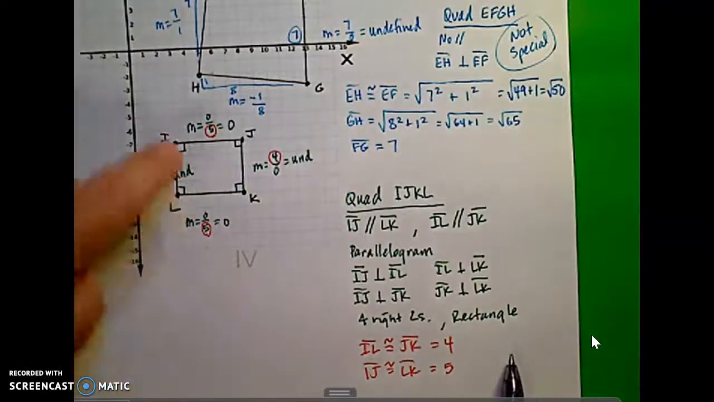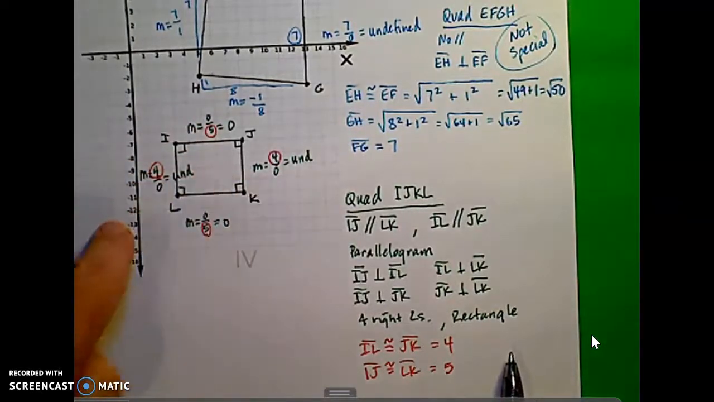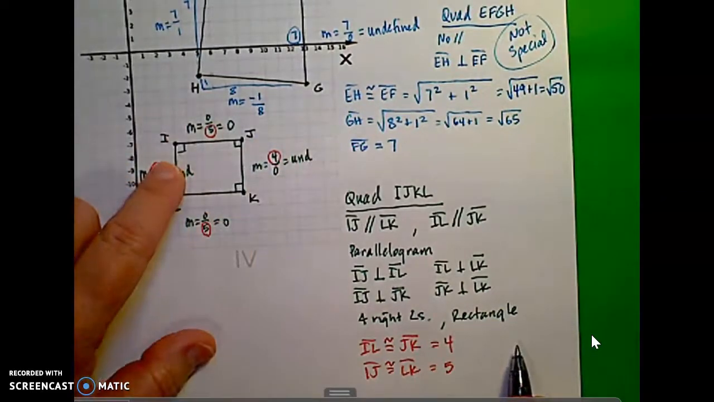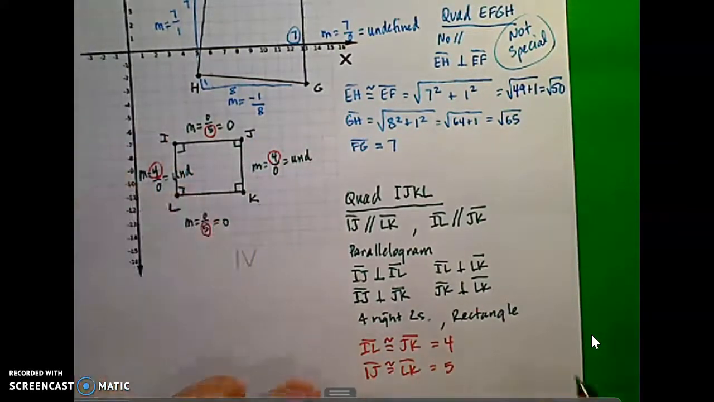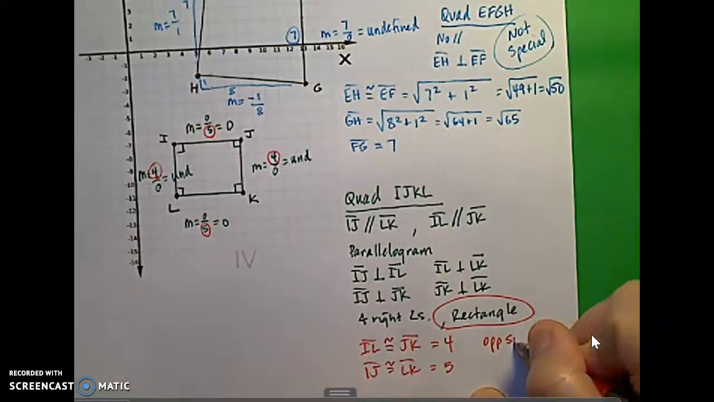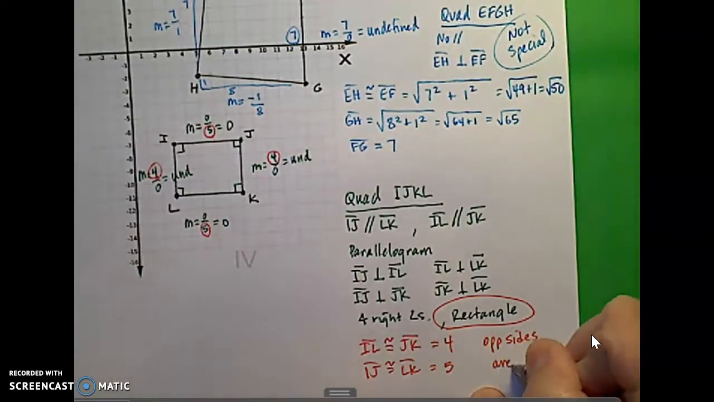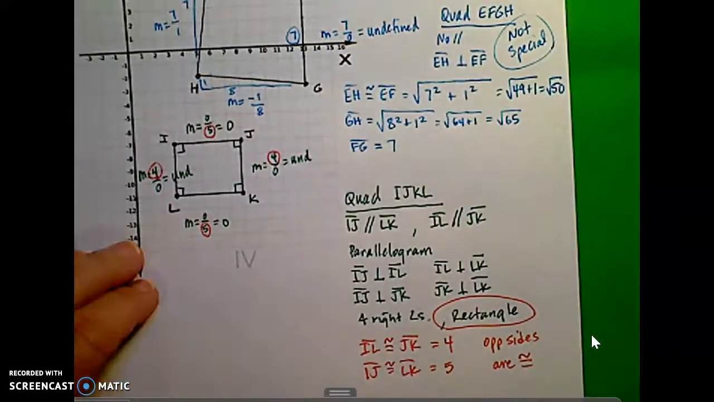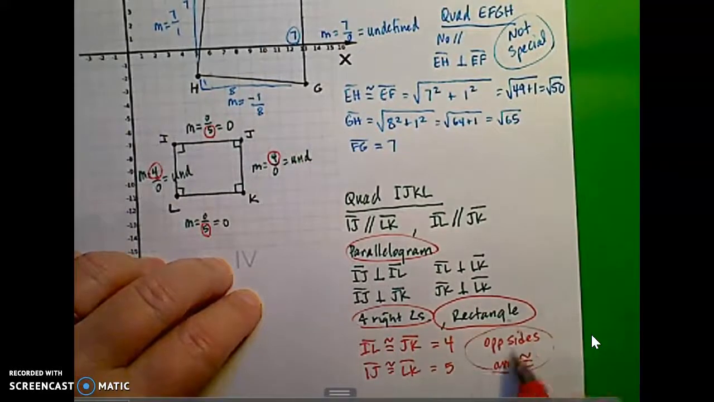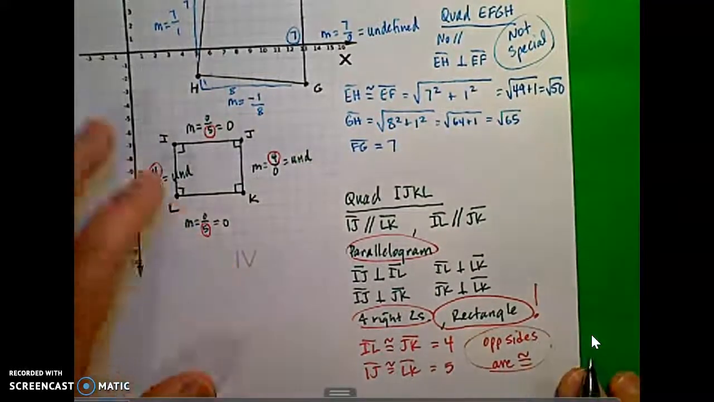So we have opposite sides are parallel and congruent. All 4 sides are not congruent, so it's not a square, it is only a rectangle. Opposite sides are congruent. So we had a parallelogram, 4 right angles, opposite sides are congruent, makes it a rectangle.